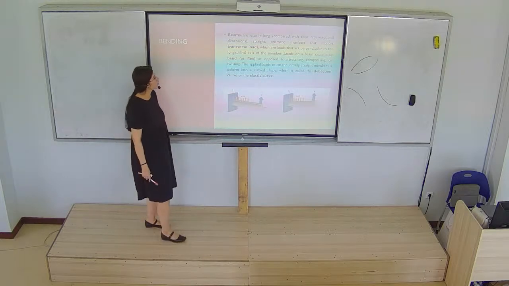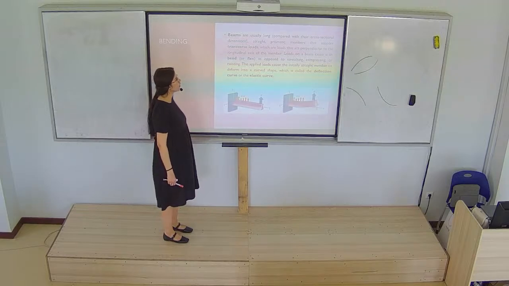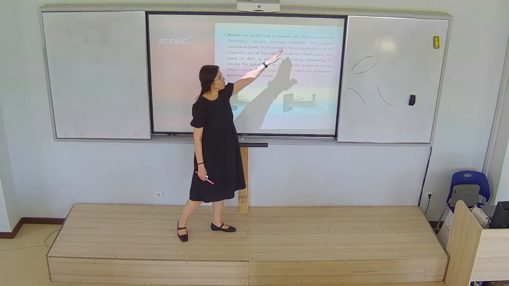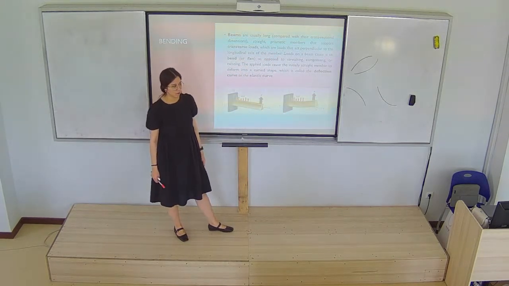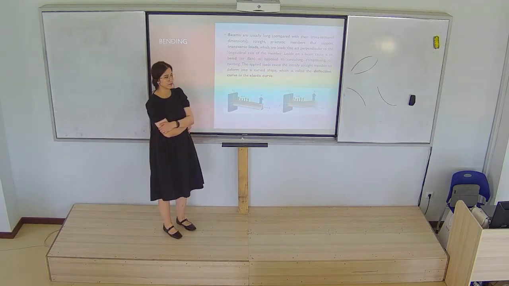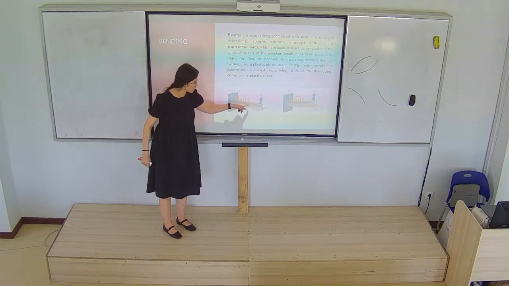You are right. So, you already know what a beam is, right? Beams are usually long compared with their cross-sectional dimensions, straight, prismatic members. What does prismatic mean? You remember, I told you. Prismatic means a constant cross-section area. The beam's cross-section doesn't change along its length. The cross-section is this one. It's not changing, yes?